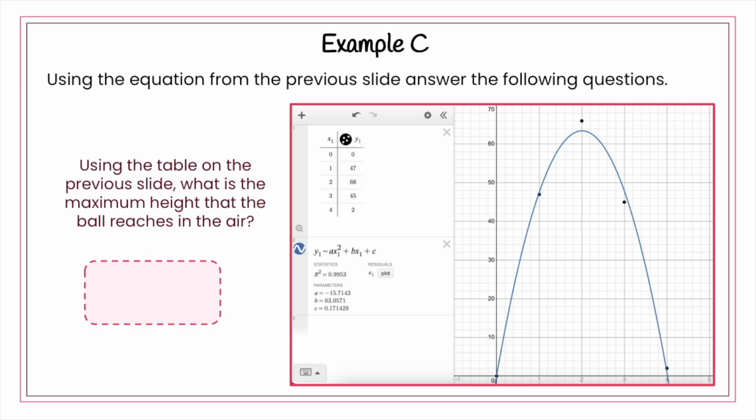So here in our last example, it says, using the table from the previous slide, what is the maximum height the ball can reach in the air? So this time we're not going to look at our graph because that's got the curve of best fit and won't necessarily tell us where the highest point is. But looking at the table, we can.